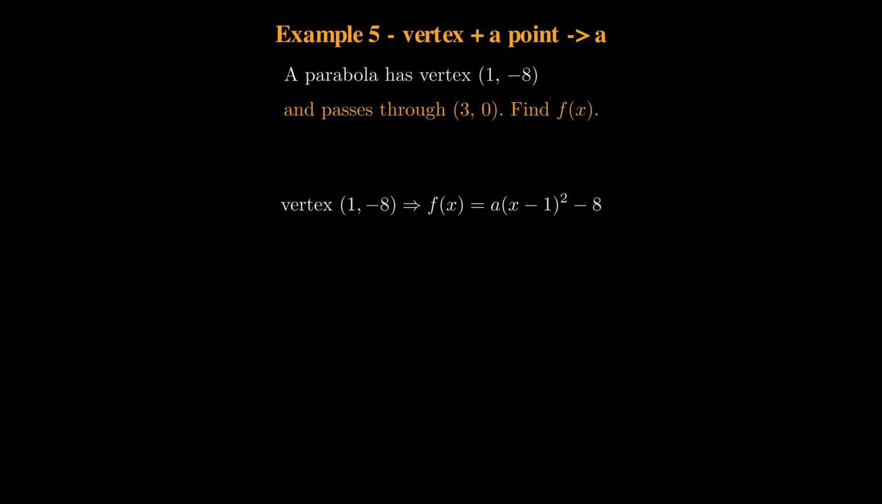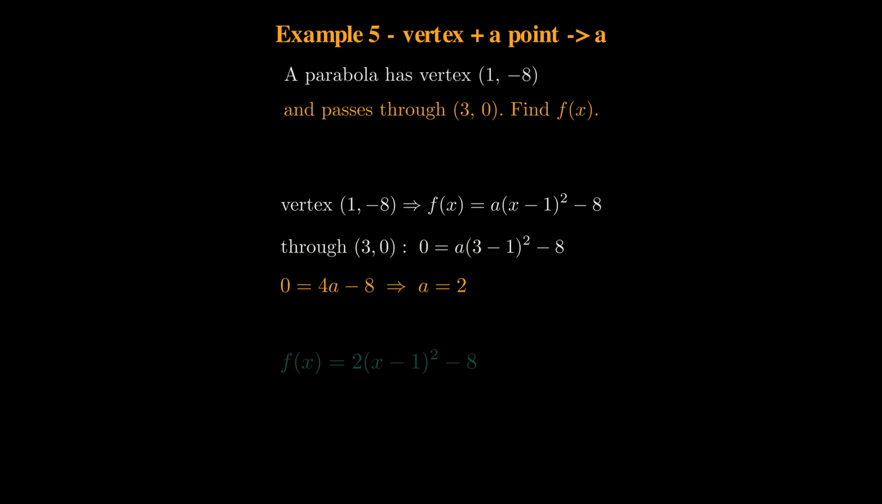Use the extra point to nail a. Substitute x equals 3, and f equals 0. 0 equals a times (3 minus 1) squared, minus 8. 3 minus 1 is 2, squared is 4. So 0 equals 4a minus 8. Add 8, divide by 4. a equals 2. So f of x is 2 times (x minus 1) squared, minus 8.